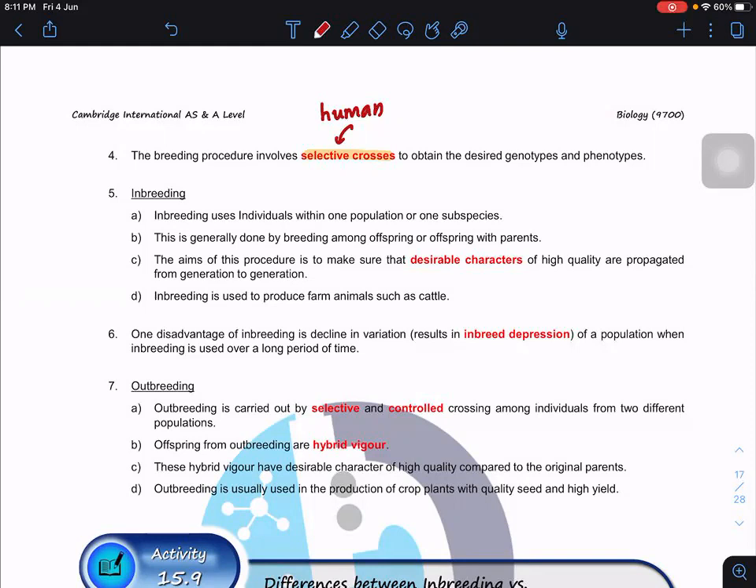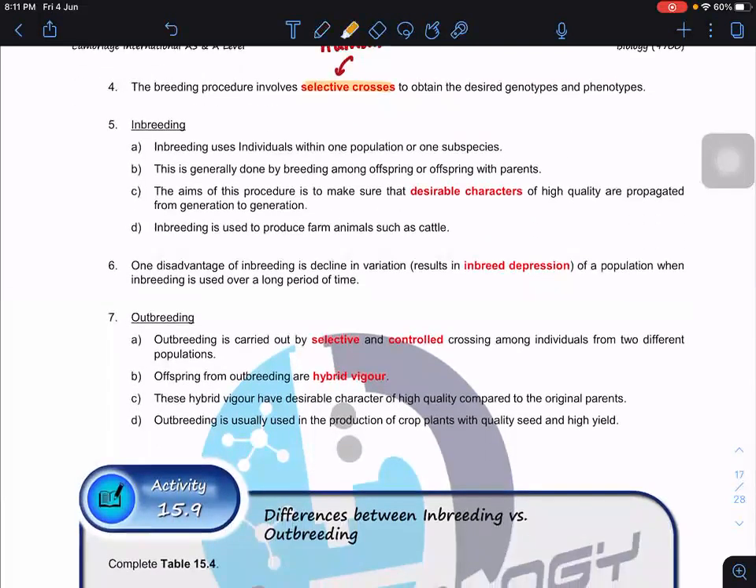Okay, so inbreeding. What are we going to do? What we call inbreeding here uses individuals within one population or one subspecies. Now, this is very important: within the same population. So let's say a male and female, we let them cross together within the same population. Then this is inbreeding.